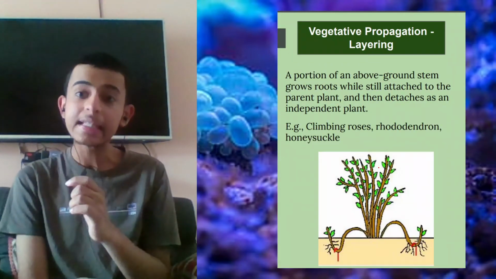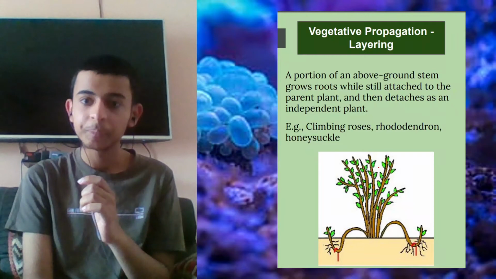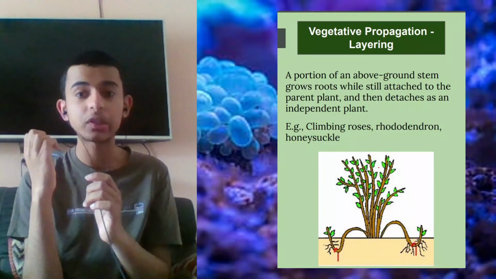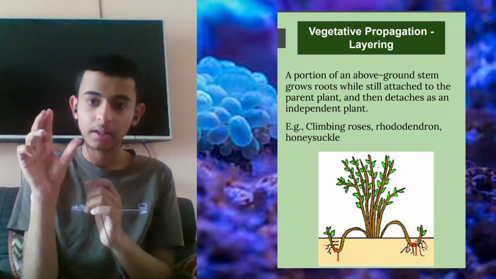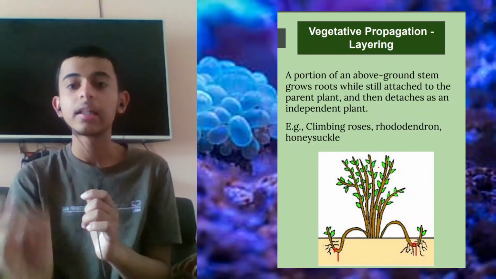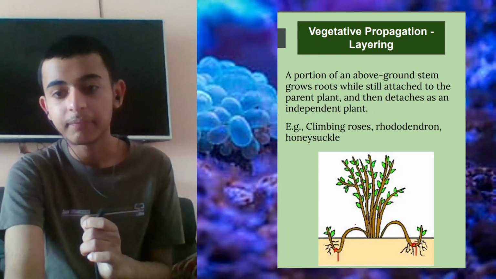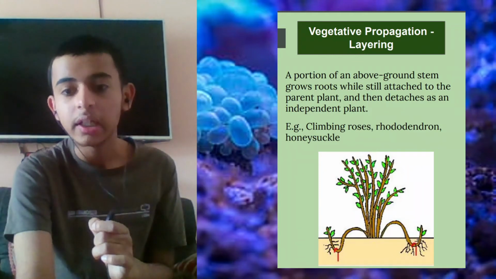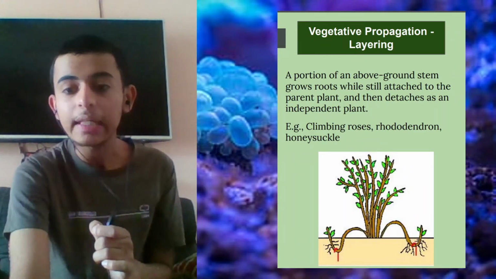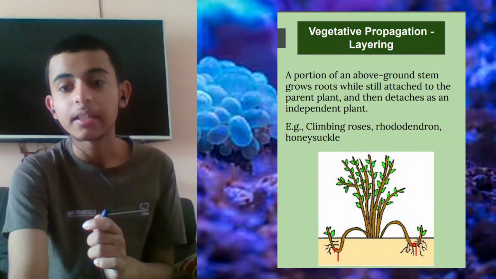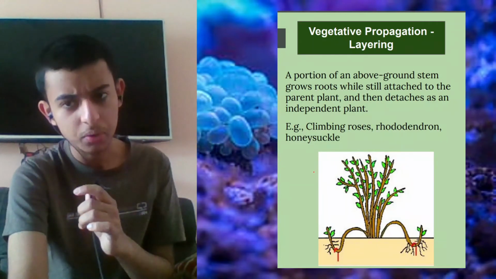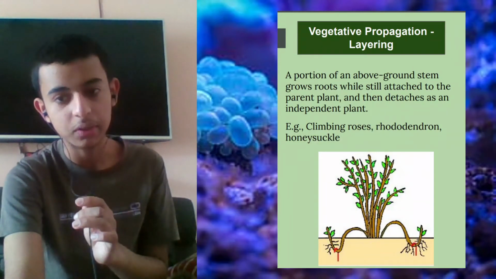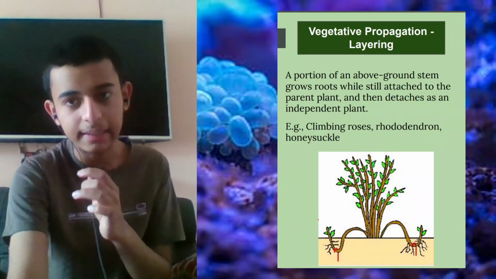The second one is layering. In layering, a portion of an above ground stem grows roots while still attached to the parent plant. As you're able to see, this is an outgrowth, then it is tied over here, and you can see it is growing over here. For example, climbing roses, rhododendron, and honeysuckle are propagated by layering. These layers are formed and then they get detached.